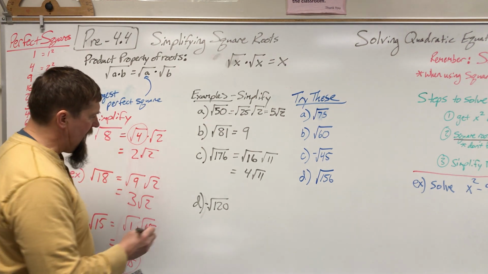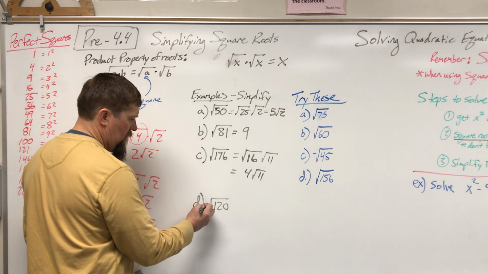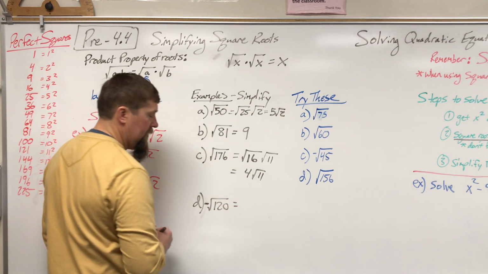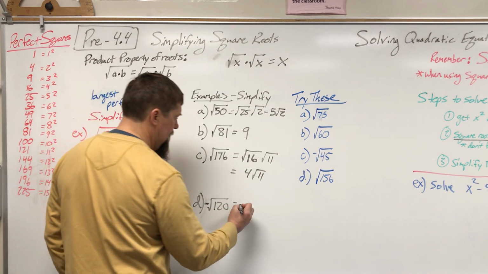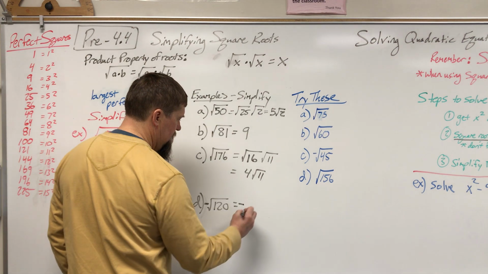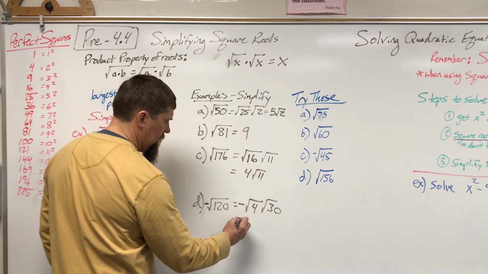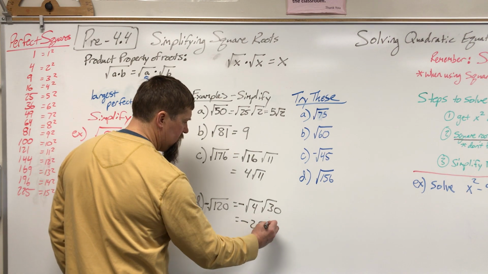This time I have a negative square root. When you have a negative in front of the square root, you do the same thing, just your answer is going to have a negative in it. So it's negative the square root of 4 and the square root of 30, which is negative 2 square root of 30.